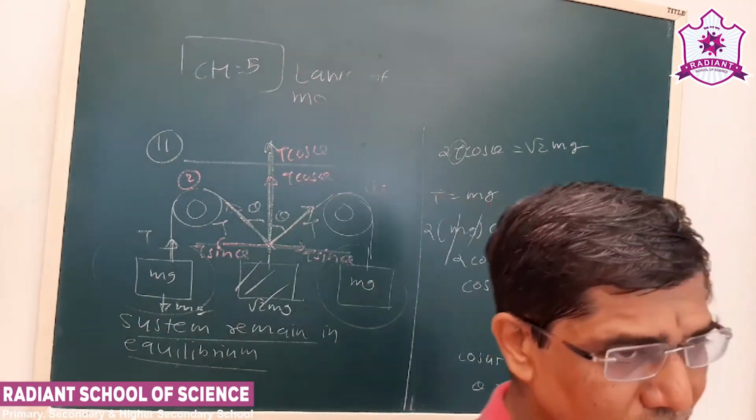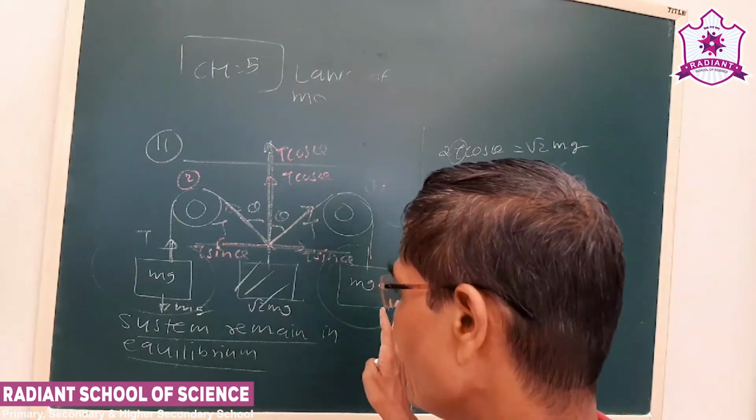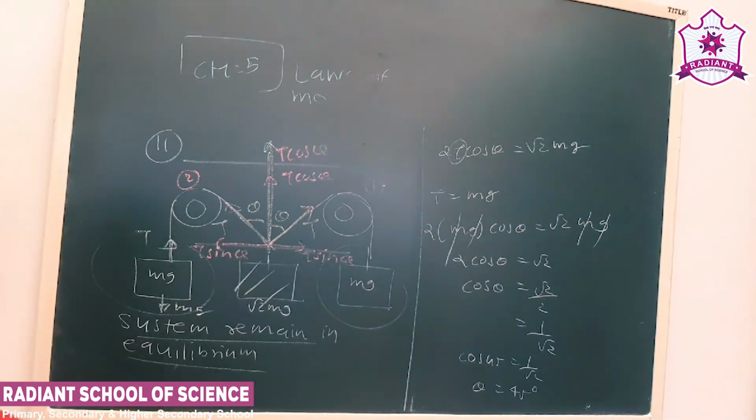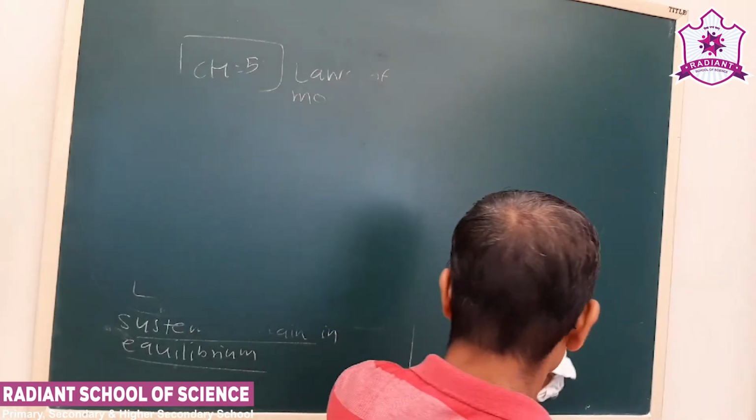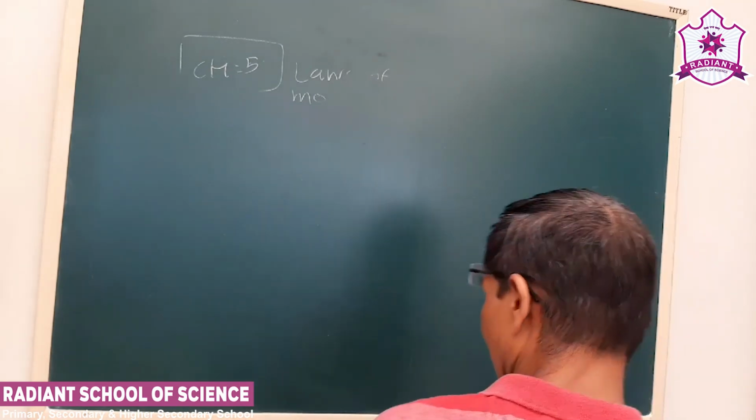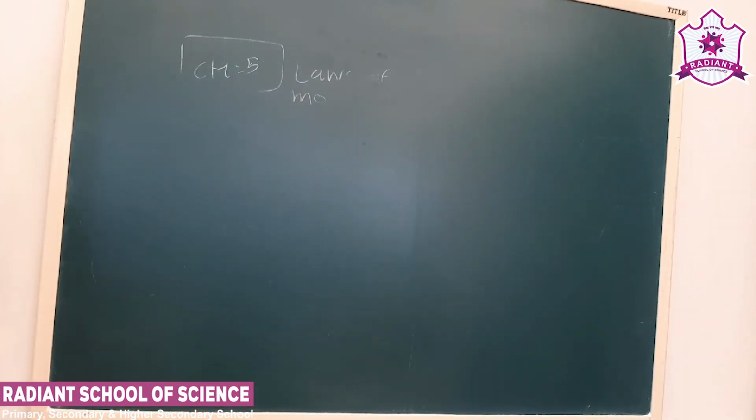Now, this is an interesting example. We can have a number of examples based on this. Also, if the system is in equilibrium, we can calculate the value of T1 and T2 also. That can be done easily.